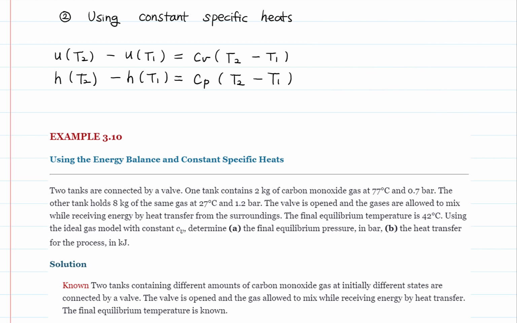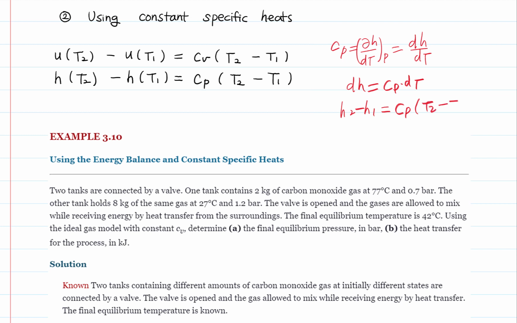Likewise, we define the constant pressure specific heat, Cp, as dh over dT at constant pressure. And for ideal gas, enthalpy is a function of temperature only. So we can write dh over dT. So dh equals Cp times dT. On integration, h2 minus h1 equals Cp times T2 minus T1. So let's see the following question to evaluate the internal energy change using the constant specific heat.